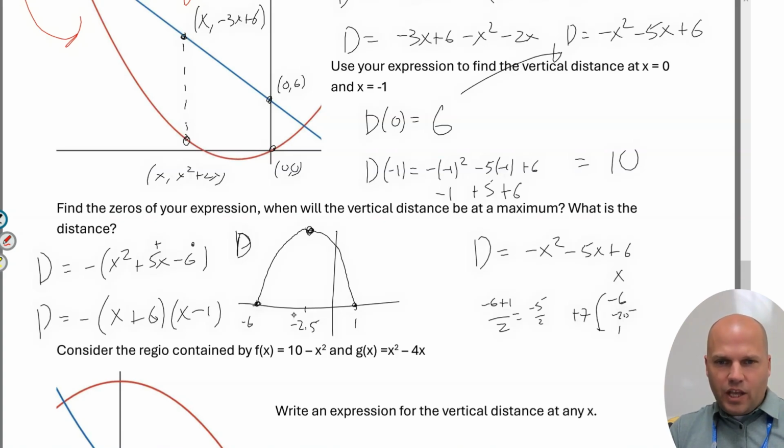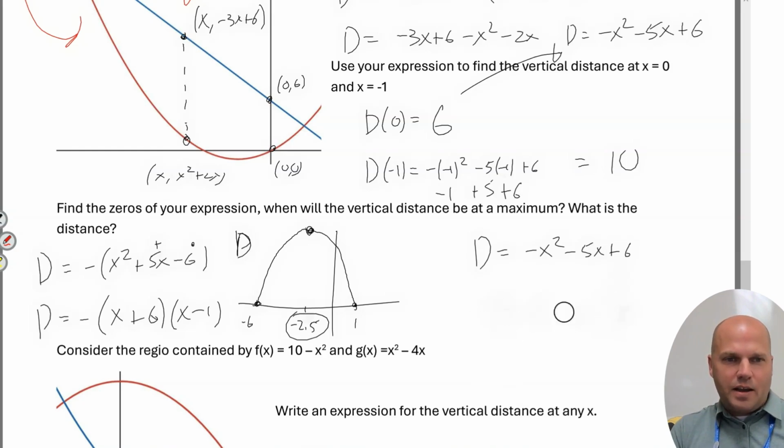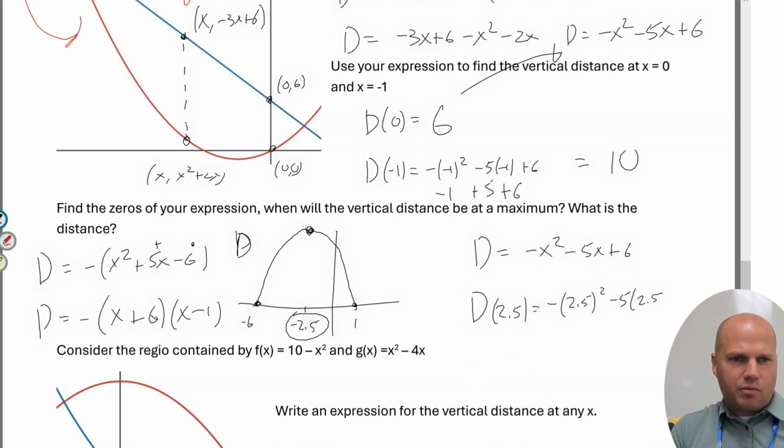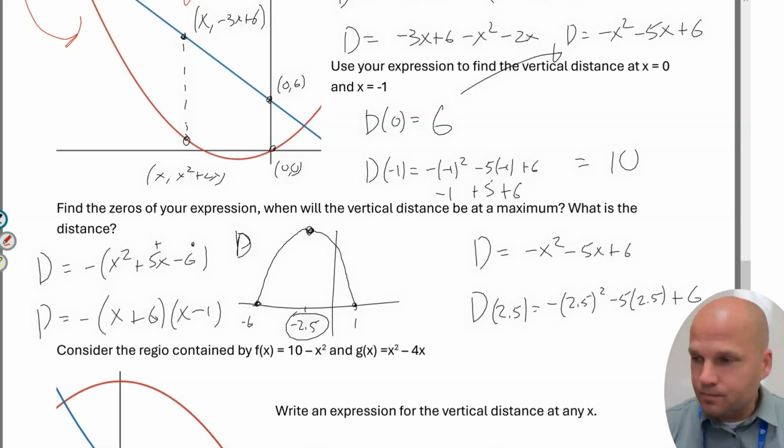Bam. There it is. Now, what is the distance? Well, I'm going to probably need a calculator for this. The distance at x equals 2.5 is negative 2.5 squared minus 5 times 2.5 plus 6. Let me get a calculator.